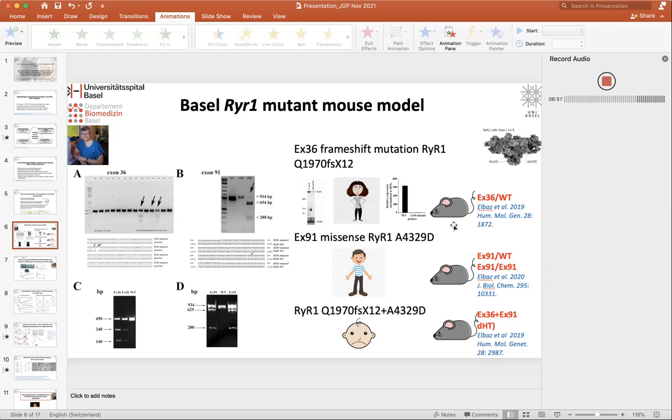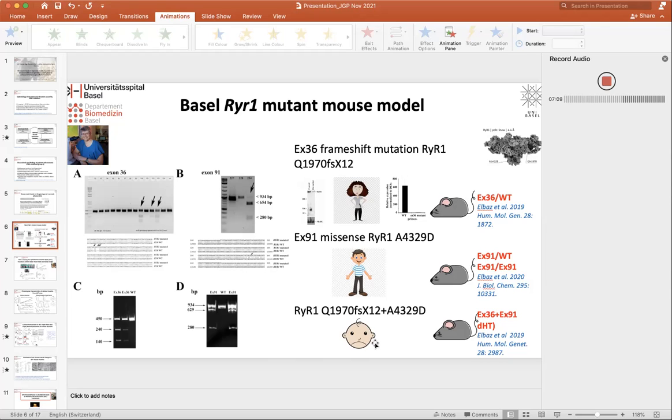Once we had the mouse made, we went to see if the frameshift mutation was expressed, and you can see here that the exon 36 mutant allele is never expressed, and the transcript is degraded by nonsense-mediated decay. Then our exon 91 missense mouse carries the A4329D mutation inherited from the completely asymptomatic father, who carries a wild type allele as well.